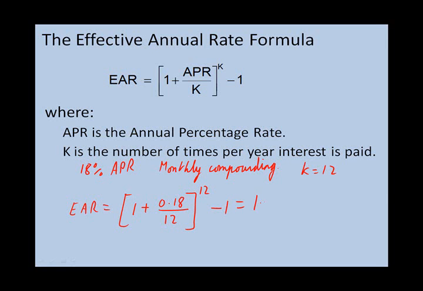That gives me 1.1956 minus 1, which equals 0.1956, which equals 19.56%, which is exactly the same number we got on the previous slide. So the formula does work. And whenever you're looking at credit cards or bank accounts, take a moment to calculate the effective annual interest rate. That's what's important.